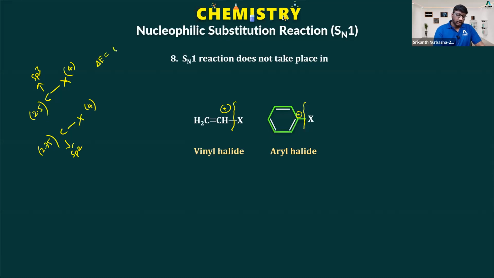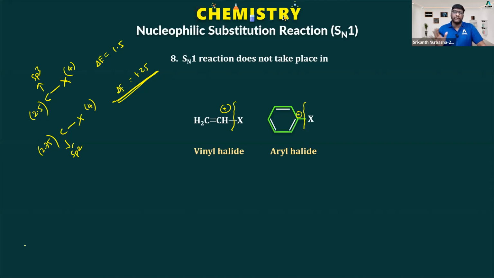Compare this carbon, sp3 hybridized connected to halogen, with carbon sp2 hybridized connected to halogen. Let us say the halogen is fluorine, which has an electronegativity of 4. Here also 4. Carbon sp3 hybridized has an electronegativity of how much? 2.5. sp2, 2.75. What is the difference in electronegativity? 1.5 here, 1.25 here. So where is the difference in electronegativity high? In the C-X bond where carbon is sp3 hybridized. But in the C-X bond where carbon is sp2 hybridized, the difference in electronegativity is less. Because of less difference, the bond is less polar, so the nucleophile cannot attack easily. Vinyl halide, aryl halide, no SN1 possible.